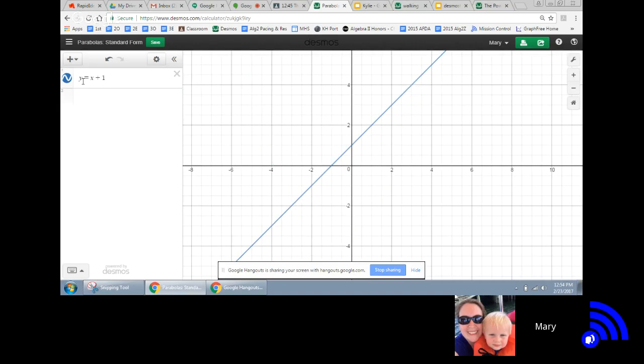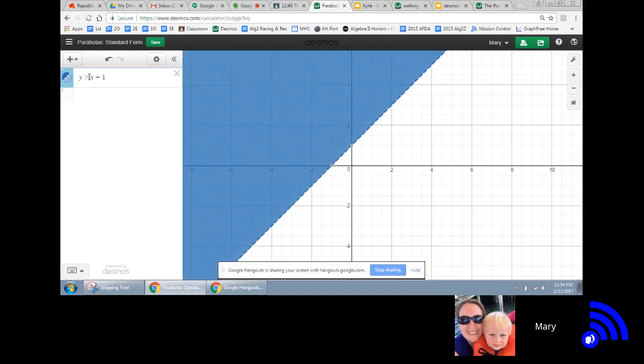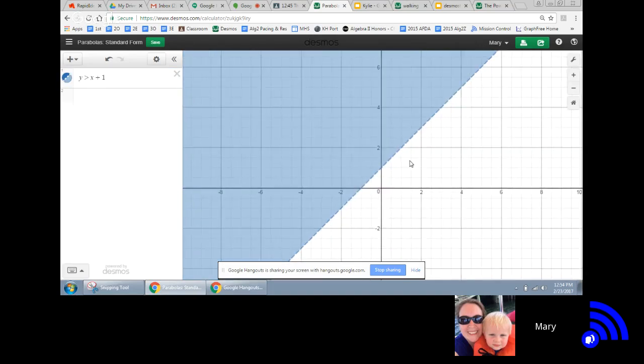So if instead of having y equals x plus 1, I change that to greater than, then it's going to shade everything above the line. One of the neatest activities that I ever did was working with a system of inequalities.